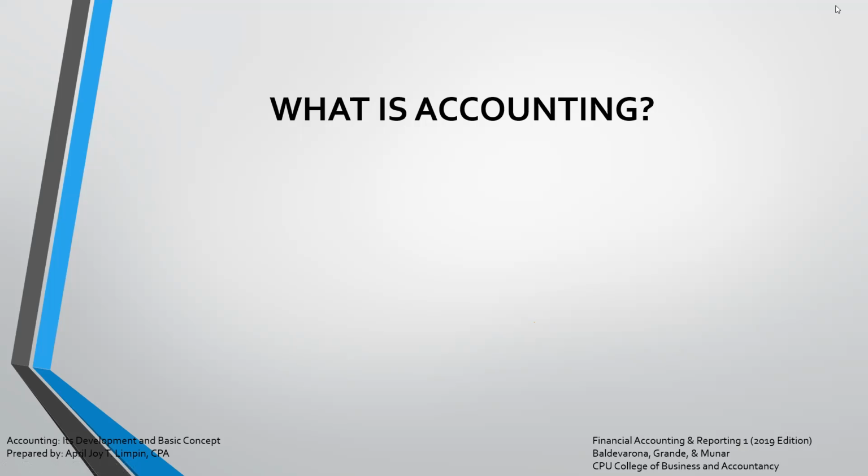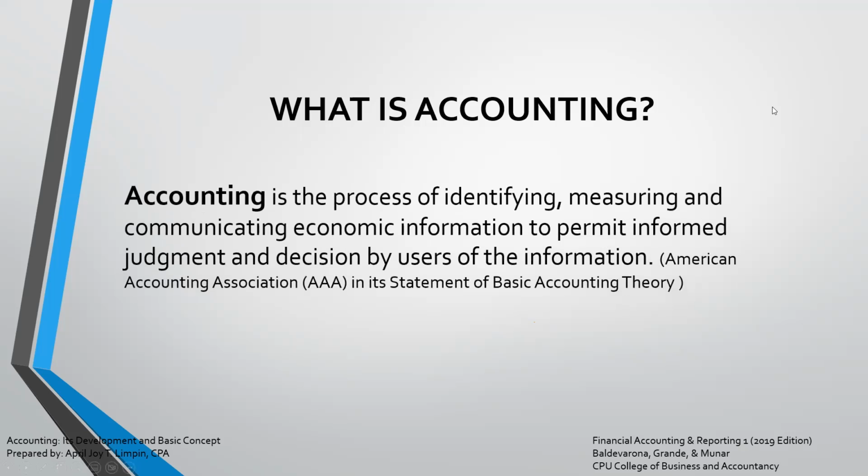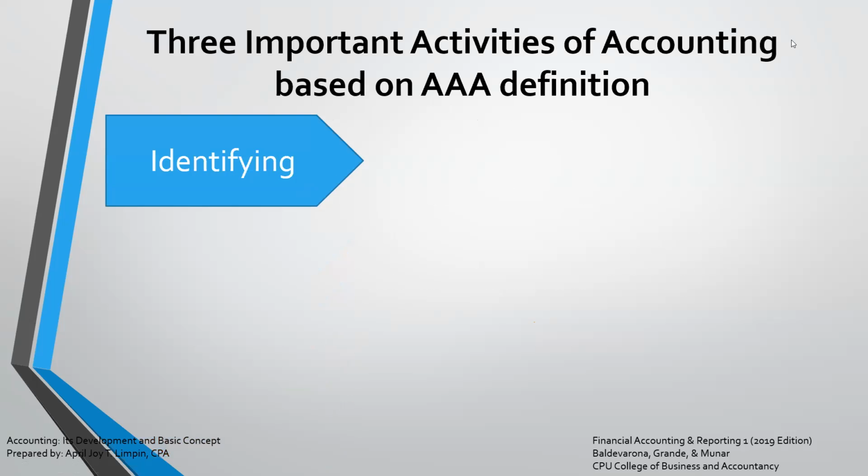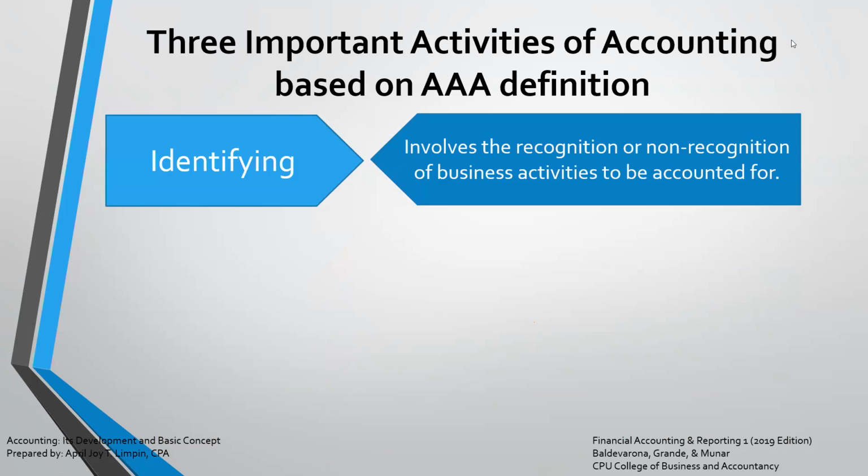So what is accounting? Accounting is defined by the American Accounting Association in its statement of basic accounting theory as the process of identifying, measuring, and communicating economic information to permit informed judgment and decisions by users of the information. There are major things to consider in this definition. First is identifying. So what is identifying? It involves the recognition or non-recognition of business activities to be accounted for.